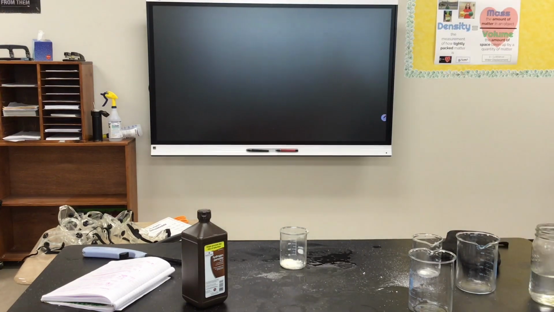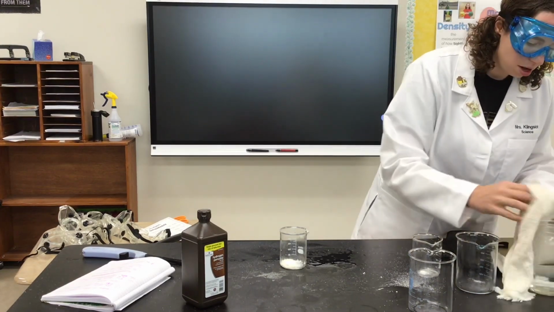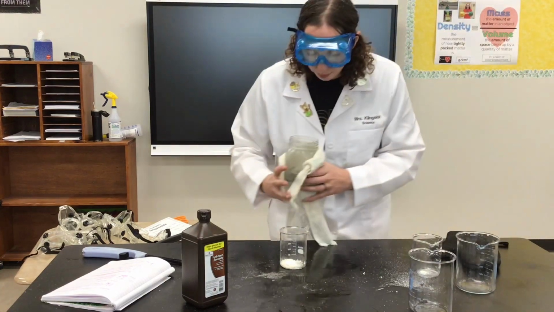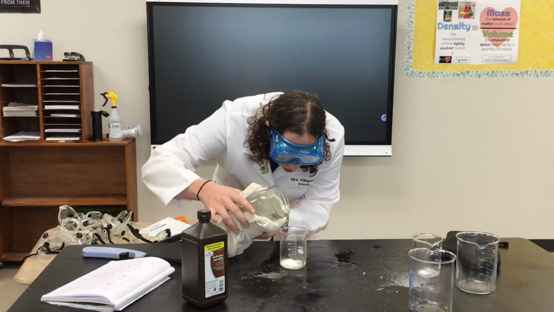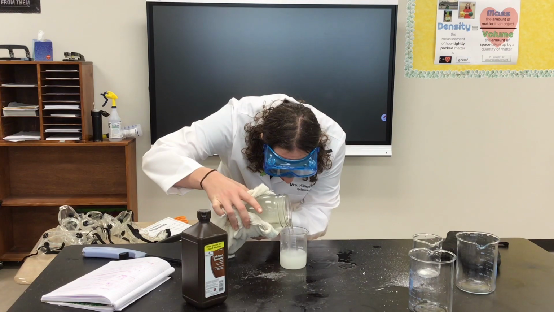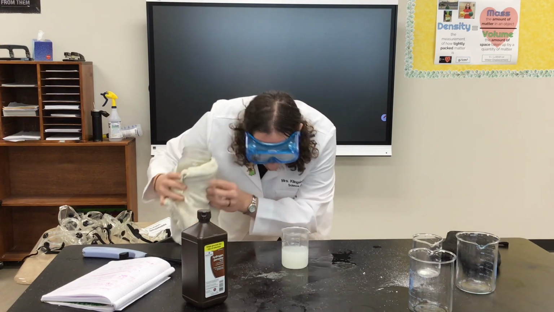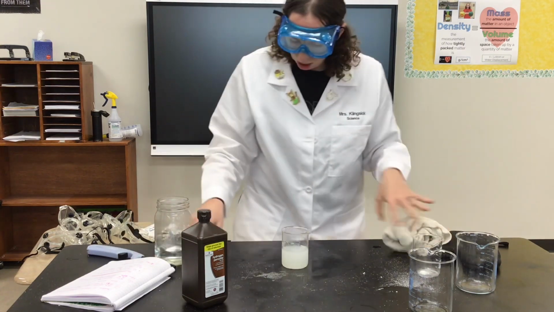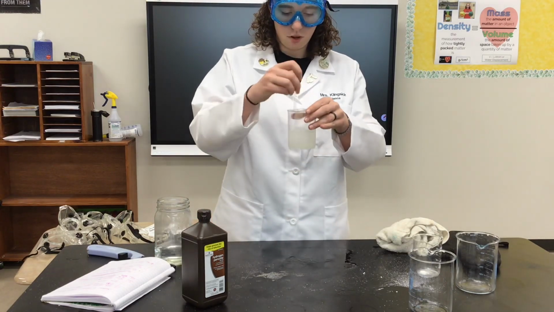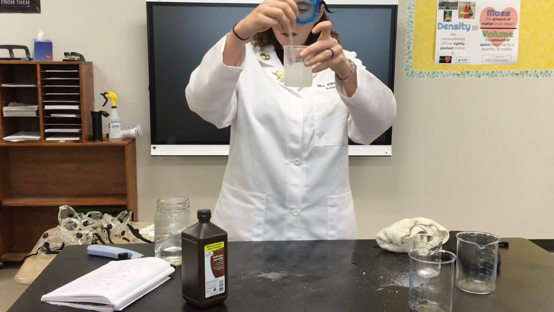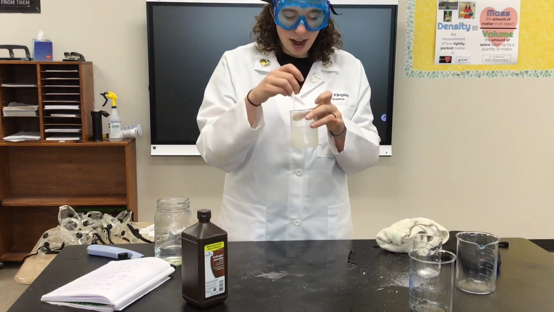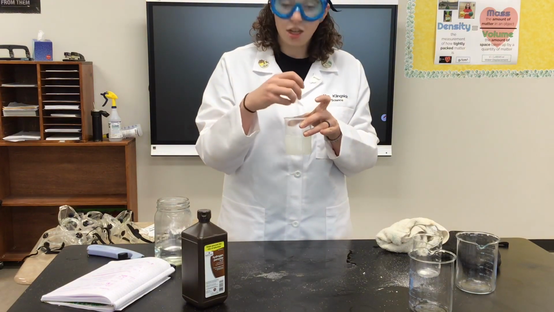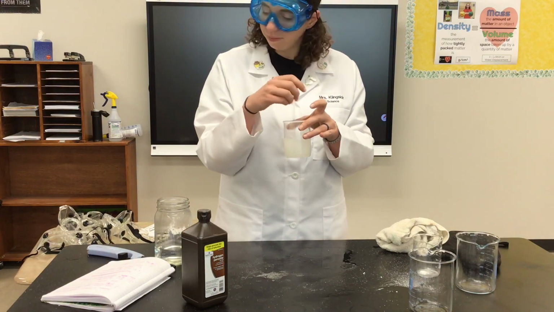Let me go get a rag. Okay, so I've got my distilled water right here. It's just a little warm. It's not super hot, but I'm going to add 120 milliliters. Okay. And I'm going to stir that up. And so you can see there aren't any bubbles being created. So this isn't a chemical reaction. It's just me dissolving the vitamin C into the water.